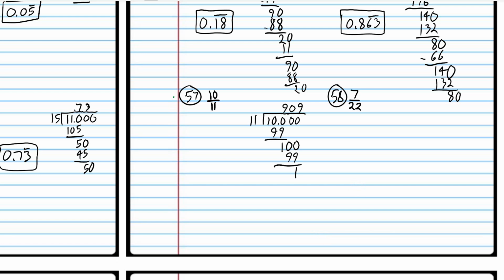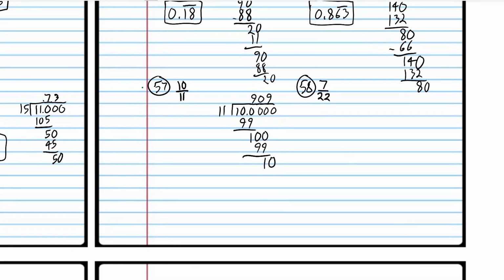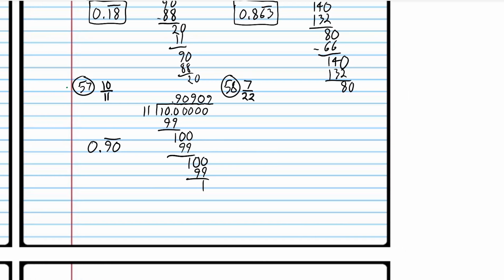You get your 1. Now you bring down a 0, and after you bring it down, 11 still does not go in, you see? So because it still doesn't go in, you put a 0. Then you bring down another 0, and as you can see, it's just going to repeat. Goes in 9 times, remainder 1, so on and so forth. Bring the decimal straight up, and you have 0.90 bar, so 909090. So why don't you try 58, and when you come back, we'll do it together.